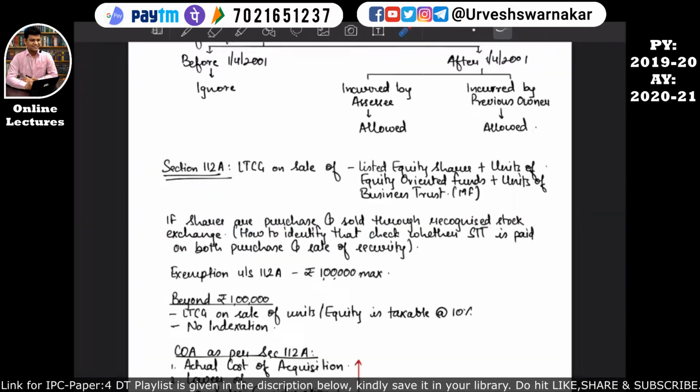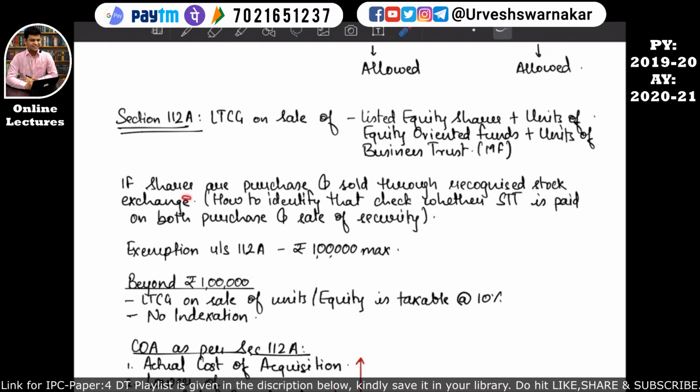Okay, so in order to identify that, I have given you guidance over here on how to identify it. We need to check whether STT, that is Securities Transaction Tax, is paid on both the purchase of these equity shares as well as at the time of the sale of these equity shares. I hope this is quite clear to you all. So let's read this part again.